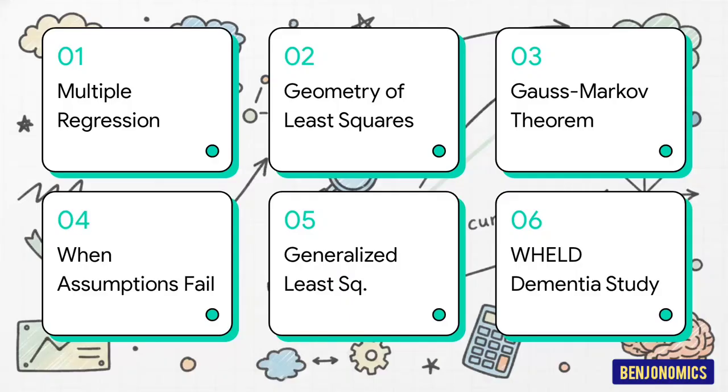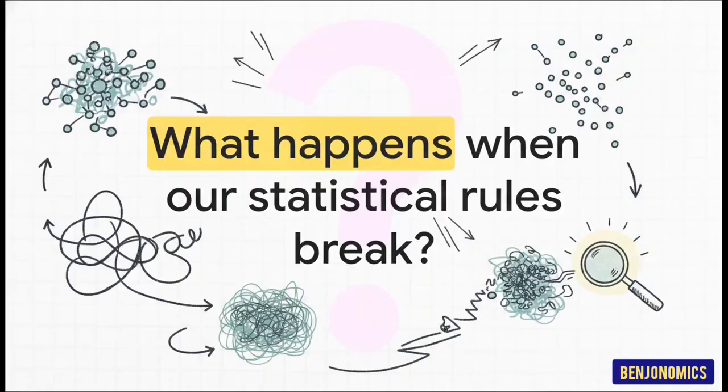Here's our roadmap for the explainer. We'll be hitting 1. The multiple regression matrix. 2. The geometry of least squares. 3. The Gauss-Markov theorem. 4. When real-world assumptions fail. 5. Generalized least squares. And finally, 6. The WHLD dementia study.